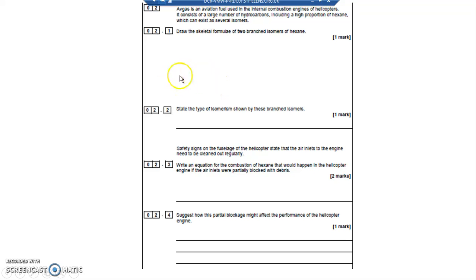So there could be 5 in a line with one branch. The branch can't be at number 1 or number 5, otherwise there'd be 6 in a line, it'd be hexane. So the branch could be at number 2, or it could be at number 3. So you could have 2-methyl pentane, or you could have 3-methyl pentane. So 2-methyl pentane would look a little bit like the top one.